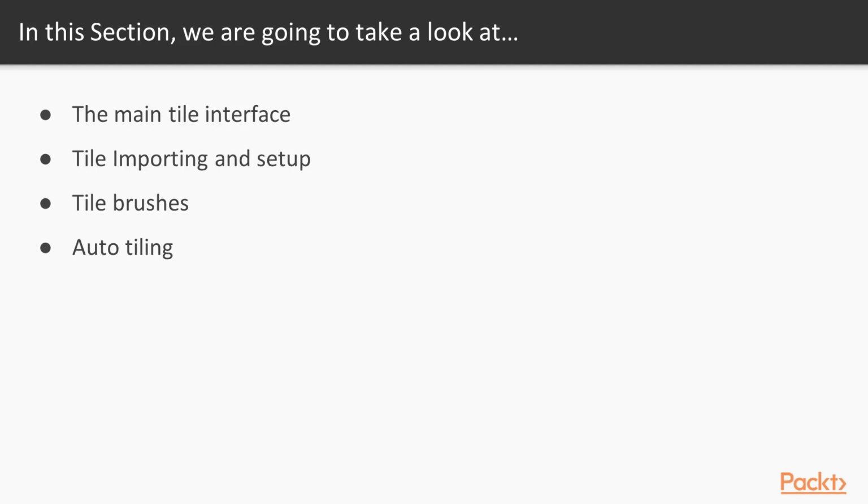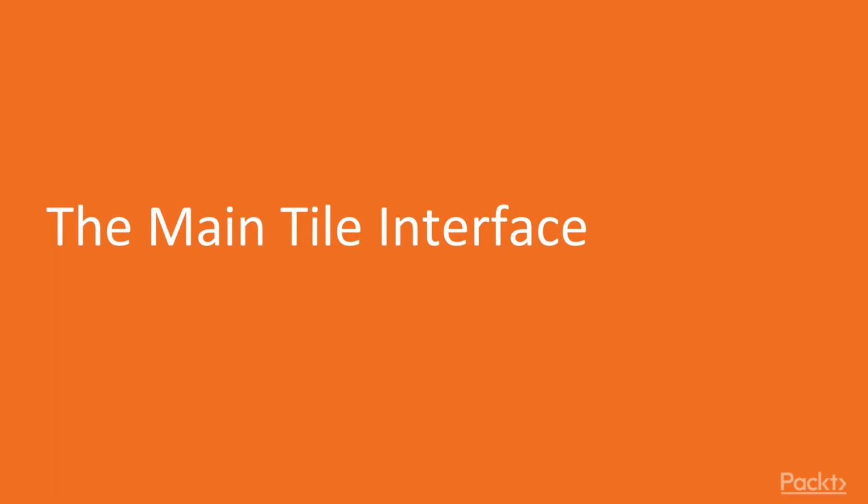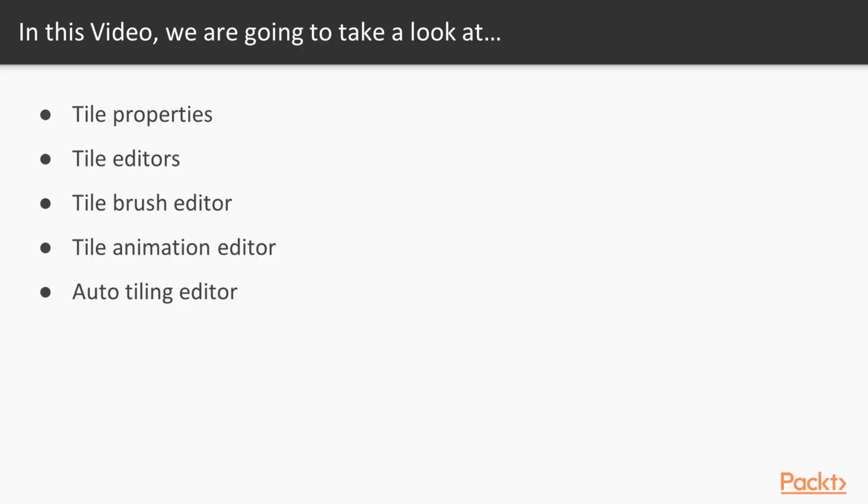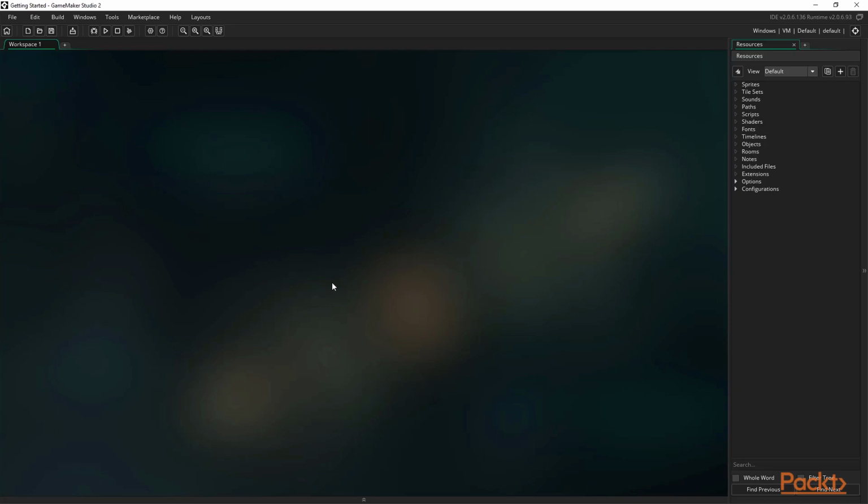So let's get started. In this video, we'll look at the main interface of tiles and the options we have available to us. We'll start with the main tile properties, and then take a brief look at the editors, including the brush builder, tile animation editor, and the auto tiling editor. We won't be using the tools in this video, this is just an introduction so we know how to navigate the interface. To start with, in order to access the tile interface, we need to either open an existing tile resource or create a new one.